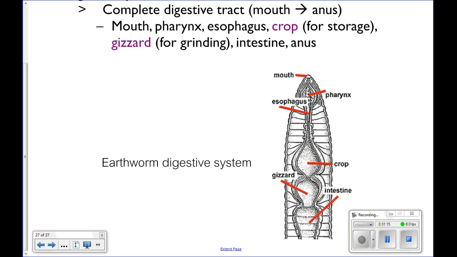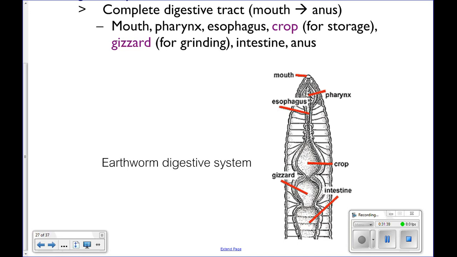And then when the gizzard is ready for it, the crop will send the food to the gizzard. The gizzard is a grinding organ. It takes all that food and grinds it up and helps to digest it. Then it gets sent to the intestine where all of those nutrients are absorbed, and then any waste products exit out the anus. So it's got a complete one-way digestive system.